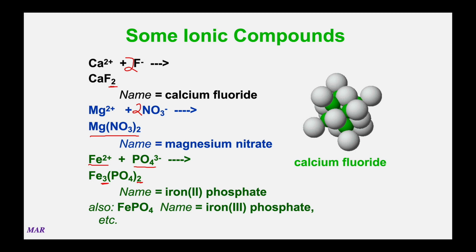FePO4 would be iron(III) phosphate. You would have an iron +3 and a phosphate, which is -3. They would come together what I call 1-to-1, +3 to -3, or 3 minus 3 equals 0. Iron(III) phosphate, quite different than iron(II) phosphate. Just be careful of that. The Roman numerals, super important.